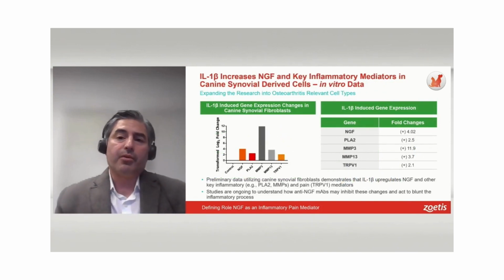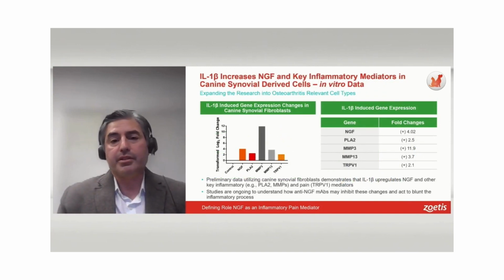So shifting one more time away from DRGs and neuronal cells and now looking at joint cells. These are synoviocytes that are canine derived. And what we're looking at in our next set of experiments is to understand what is happening in terms of the inflammatory mediators as well as NGF in those synoviocytes.